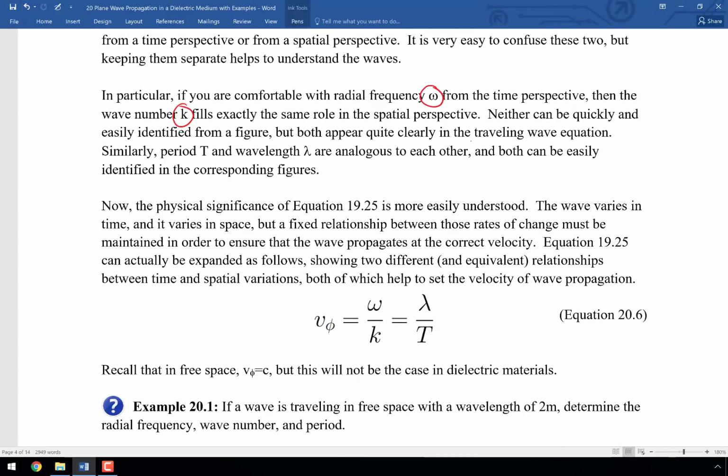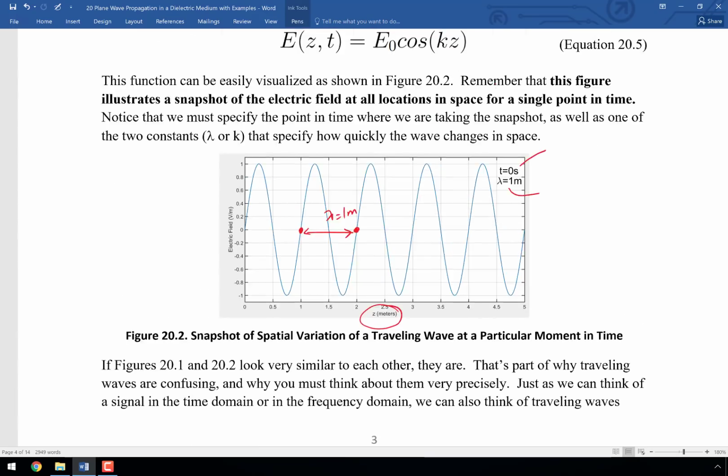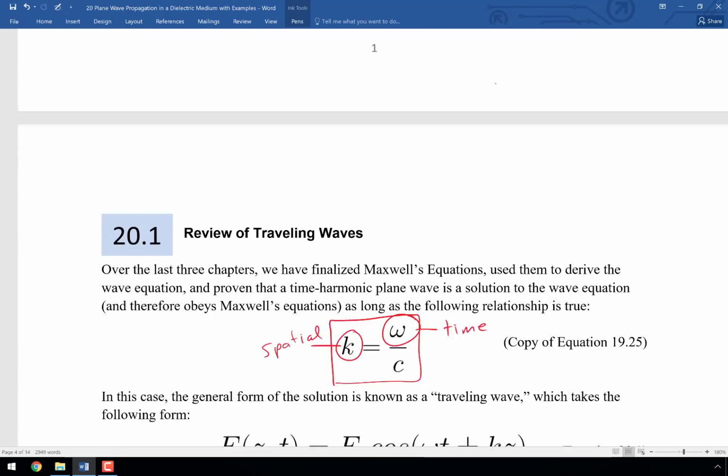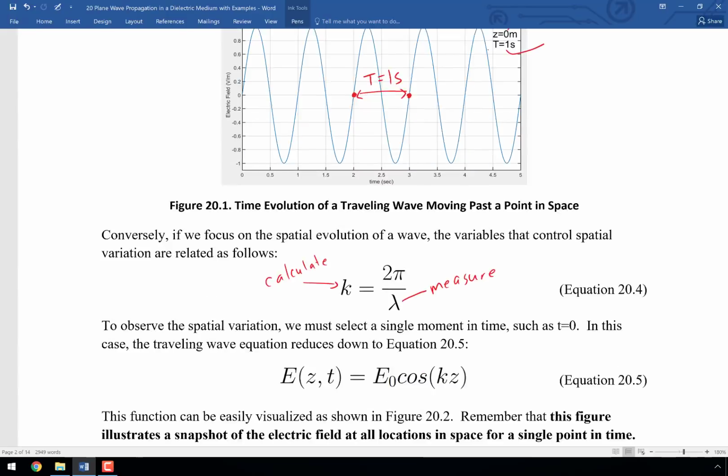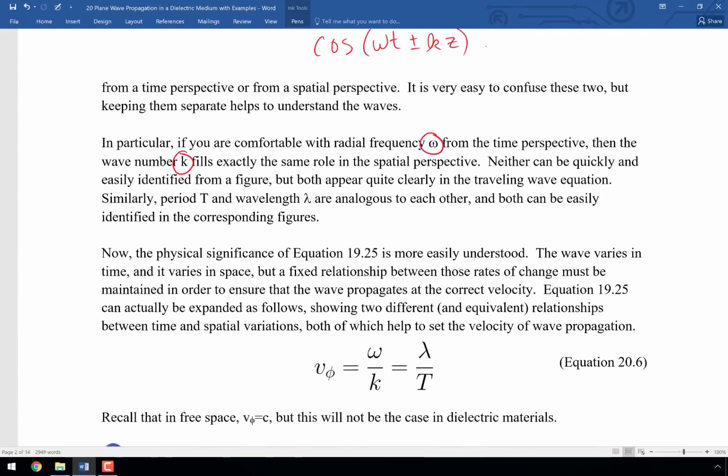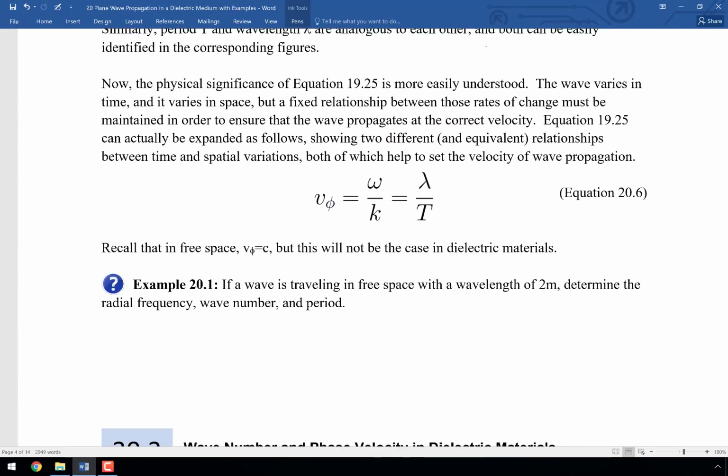I also want you to be aware that, let me scroll all the way back up to the top, the very first equation that we showed, equation 19.25. We said k equals omega over c. That was when we originally defined what k was even going to be. But let's rearrange that equation so that we can specify it in terms of the phase velocity, which in free space is equal to c, but we're not in free space right now, so it's going to be something else, is equal to omega divided by k.